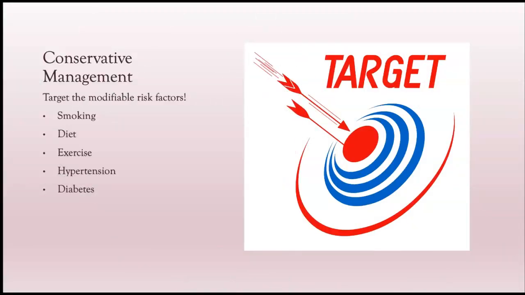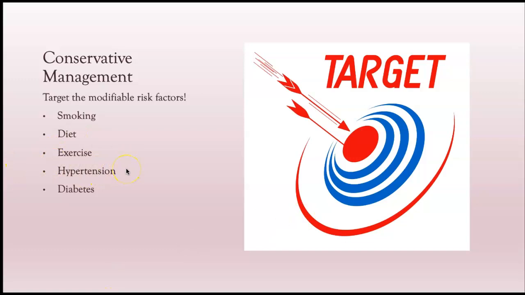So conservative management. Conservative management is going to target the modifiable risk factors. So if the client smokes, we're going to be teaching smoking cessation. We're going to look at their diet. If they have a high BMI or an unhealthy diet, maybe they're eating fast food very frequently, we're going to look at modifying their diet. Exercise. If they're not somebody who is regularly exercising, we are going to instruct them on the American Heart Association recommendation of 30 minutes a day, at least 5 times a week.